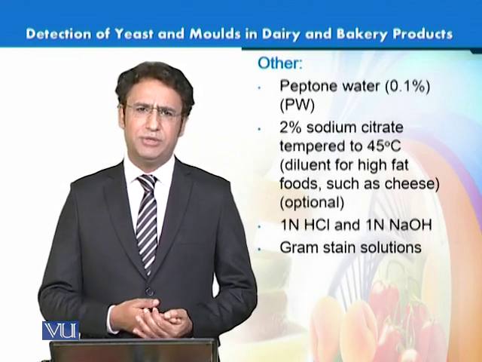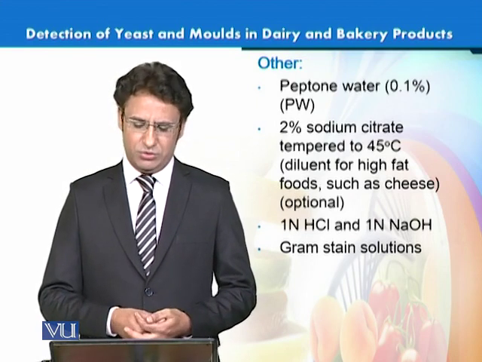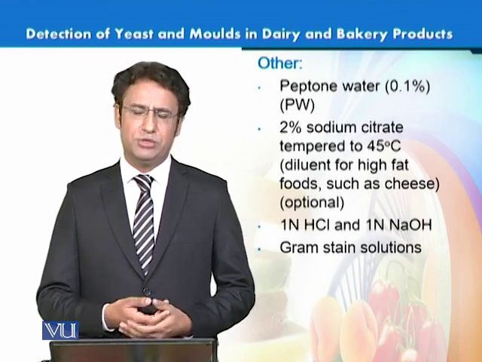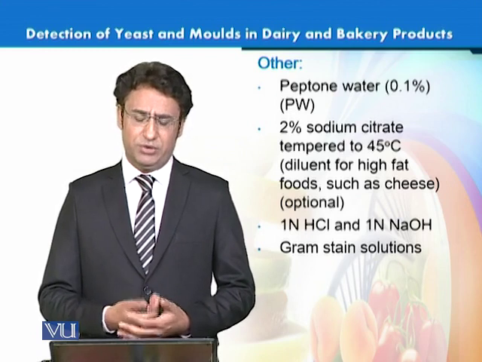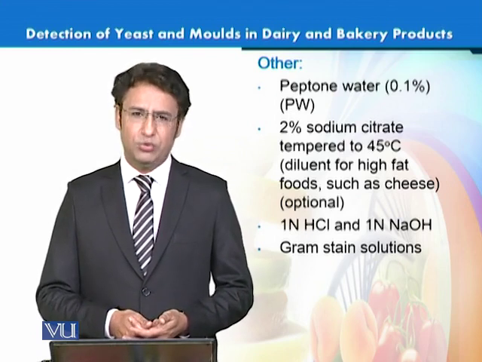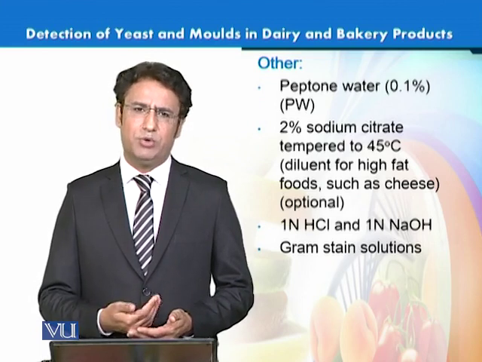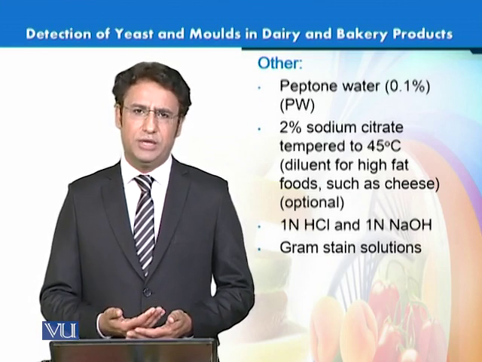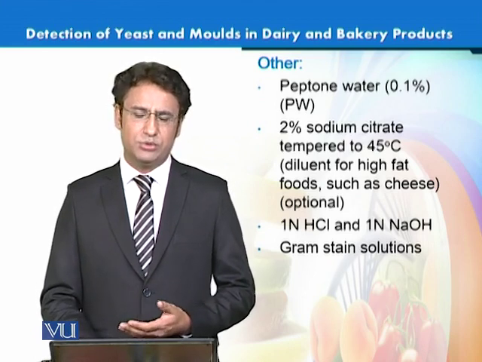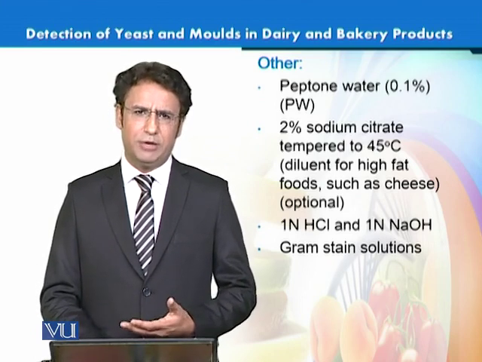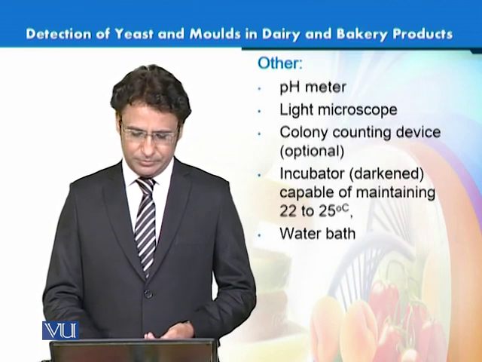Similarly, there may be some other media which are used, such as peptone water. 0.1% peptone water is used. 2% sodium citrate is also used, which is tempered at 45 degrees C for food such as cheese. Similarly, we use 0.1 normal HCl and sodium hydroxide as well, and gram stain solutions are also used. So these are the kinds of material that may be needed for detection of yeast and mold in different foods.